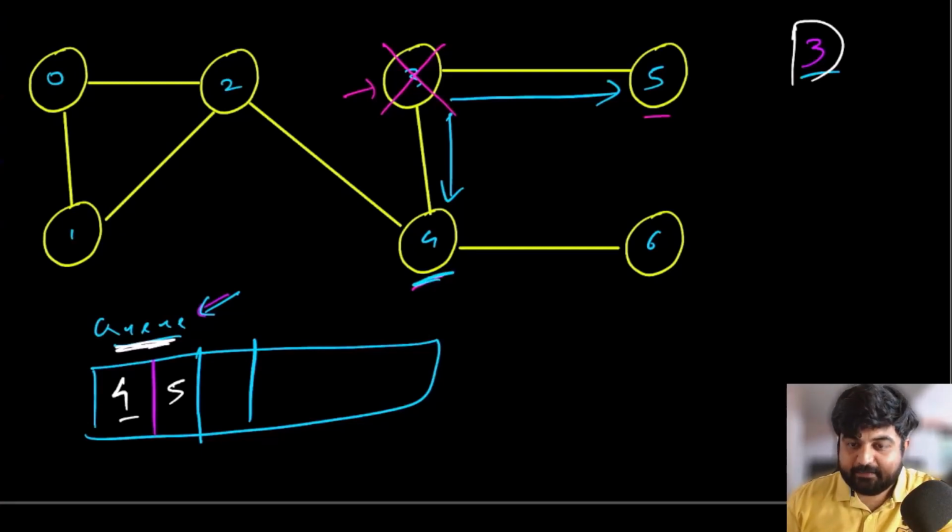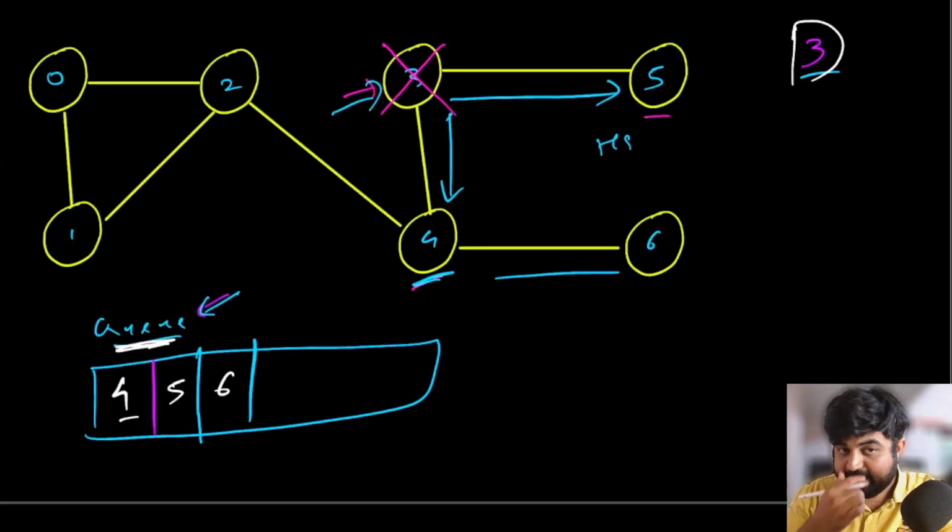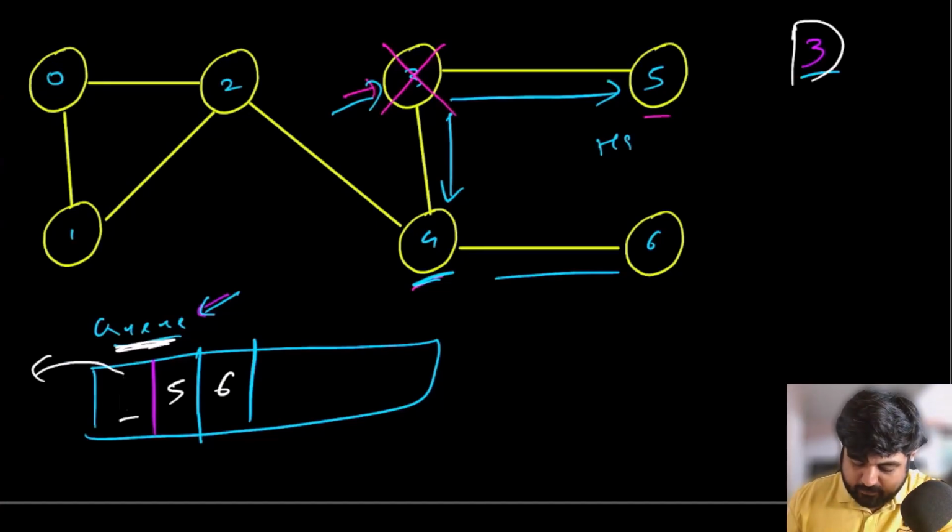Does 4 have any neighbors? So 4 has 2 neighbors. First neighbor is 6, second neighbor is 3. But we check in the hash set, 3 is already visited, so we do not visit 3 again. But 6 has not been visited, so we will add entry 6 over here. Again we repeat the same thing. We pop 4 out and we move all the values.